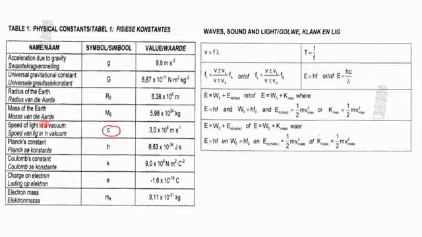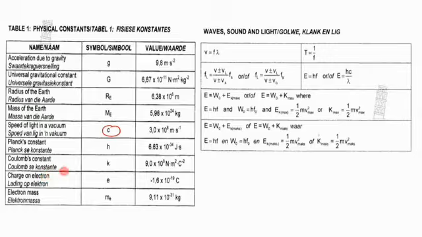The speed of light in a vacuum, given as the symbol c, is equal to 3.0 times 10 to the exponent of 8 meters per second. So this one will come in handy. Then we have Planck's constant, given by the symbol h, which is equal to 6.63 times 10 to the exponent of negative 34 joule seconds.